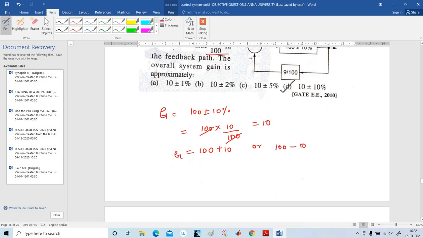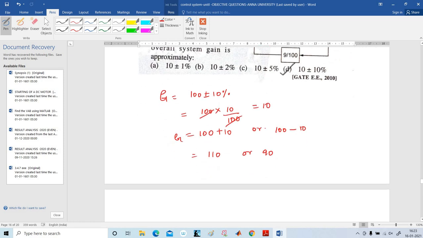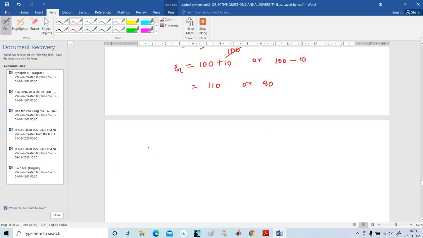So what is the value? G may be 110 or 90. Okay, now we are going to find out for 110 and next for 90. This is a negative feedback loop. So what is the transfer function for 110? So 110 is the first one. 110 divided by 1 plus 110 into H, which is 9 by 100. So 9 by 100, cancel. So 110 divided by 1 plus 9.9, that is 10.9.